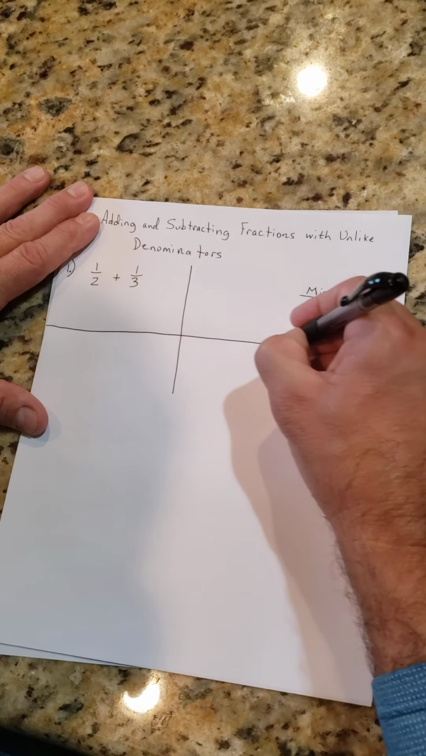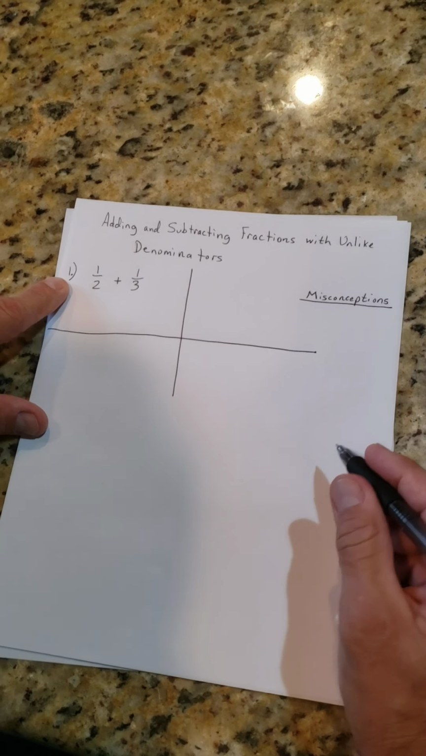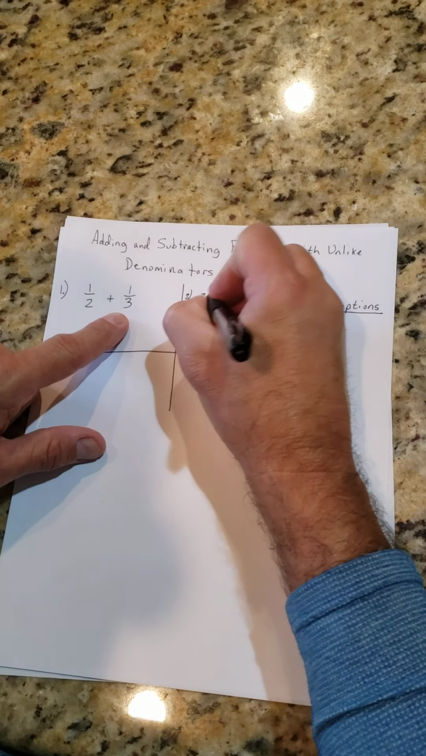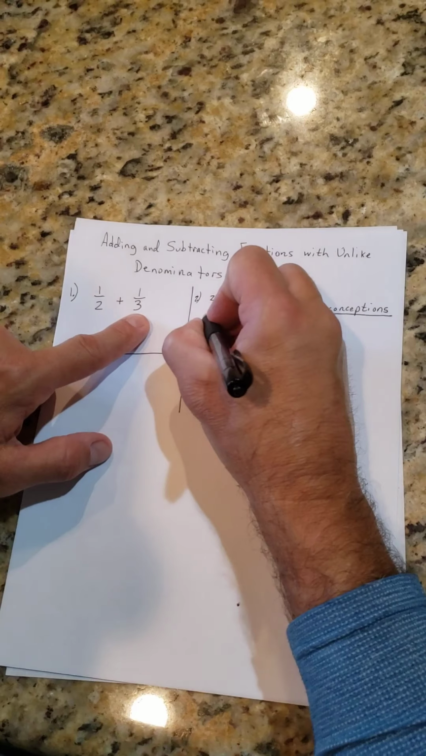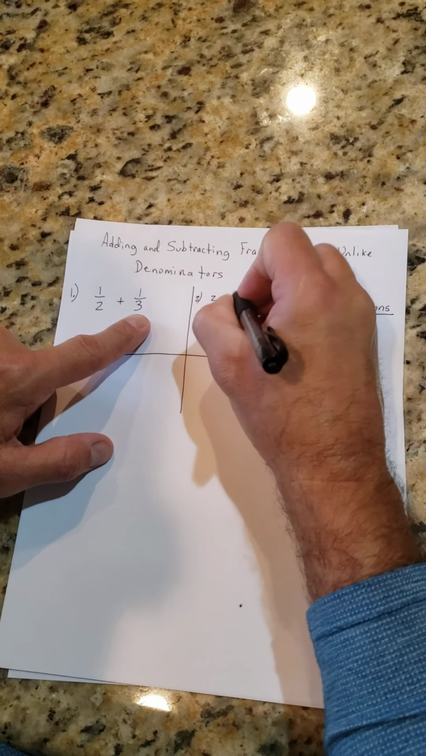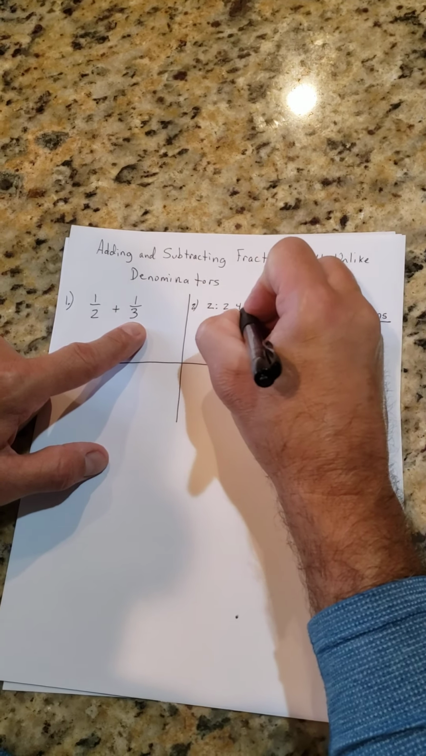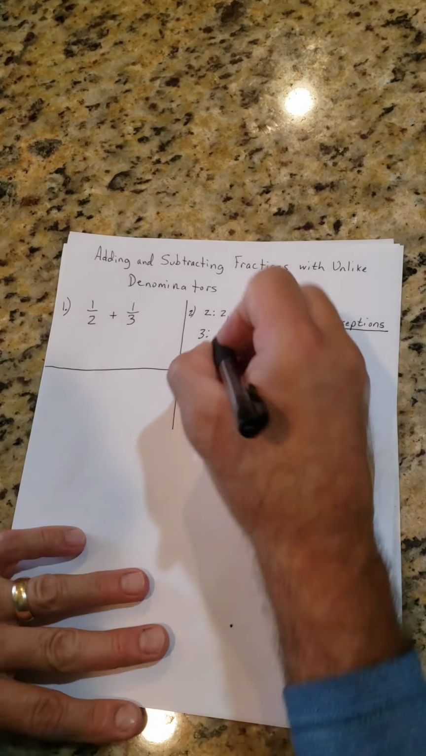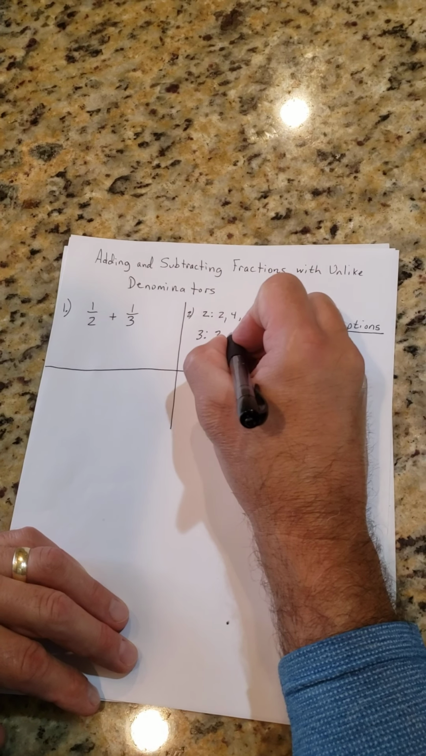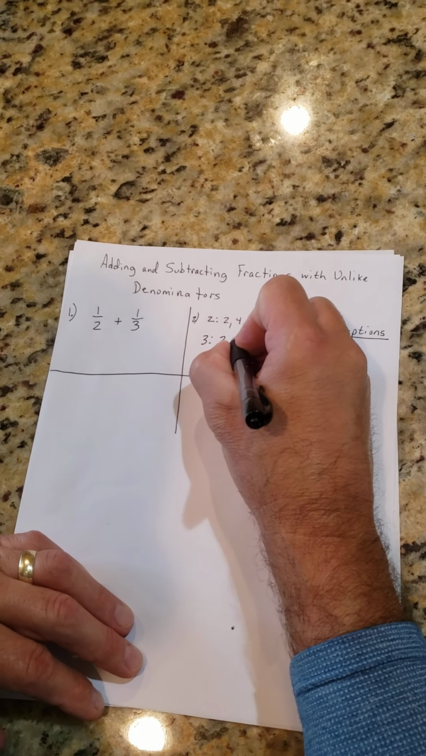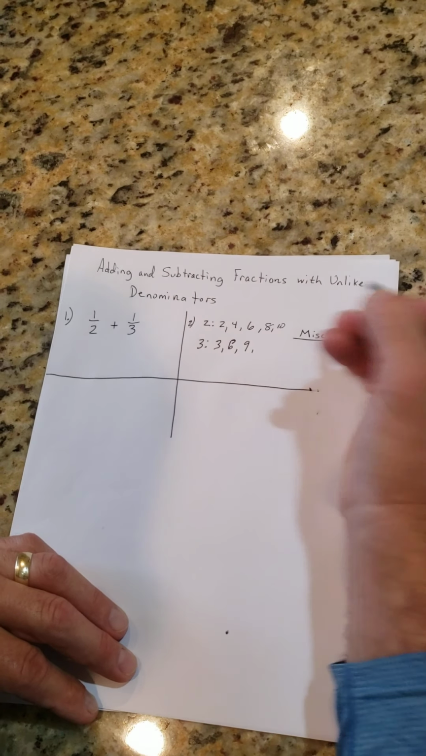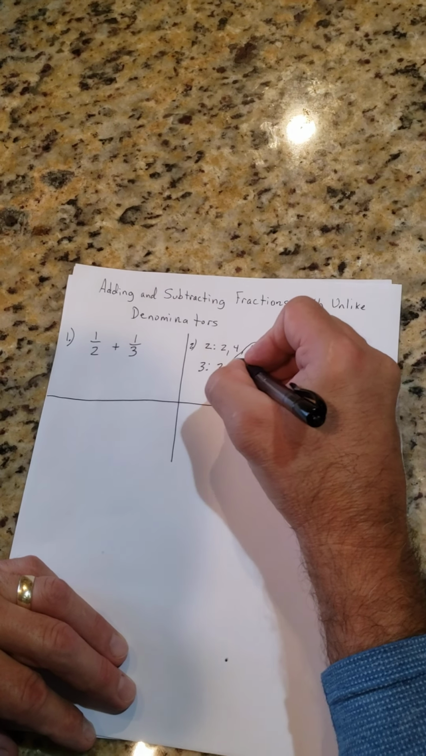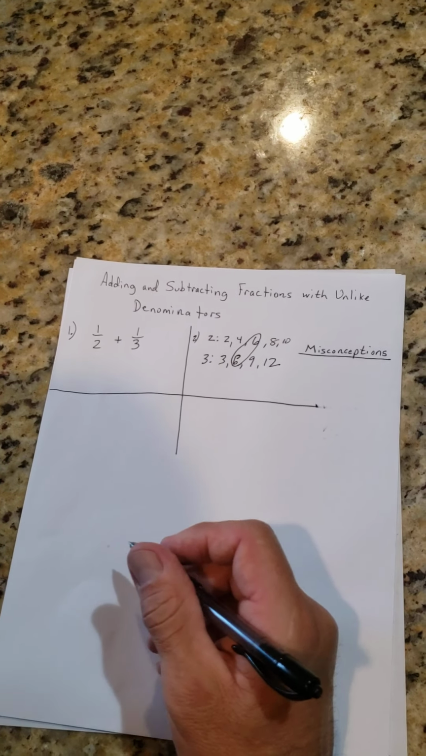made our little quadrants. In the first quadrant, we have the problem. In the second quadrant, we took the denominators of each, and we're going to list out the first few multiples: 2, 4, 6, 8, 10; 3, 3 times 1 is 3, 3 times 2 is 6, 9, 12. And our goal here is to find the least common multiple. And once we have the least common multiple, well, then we can rename.